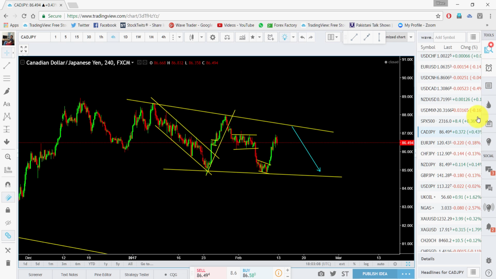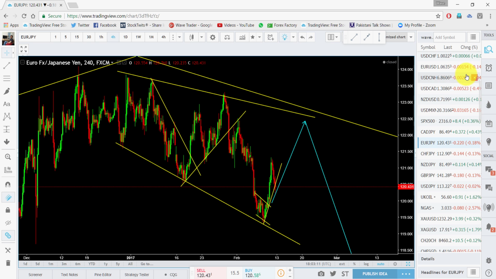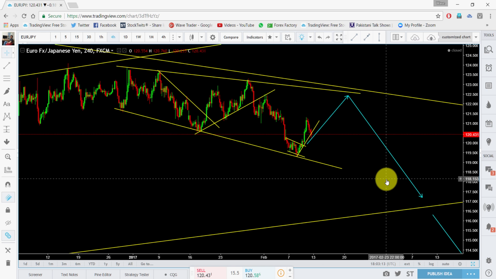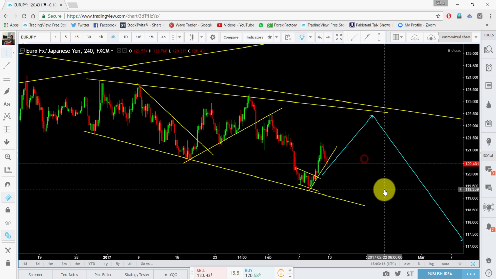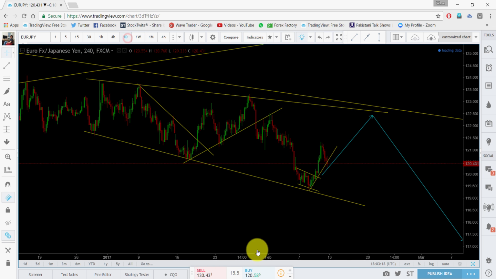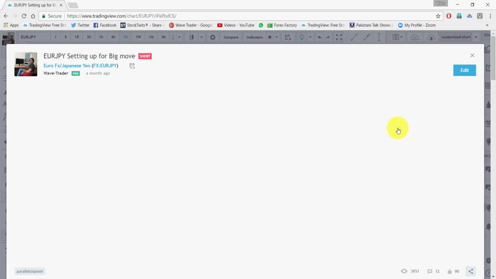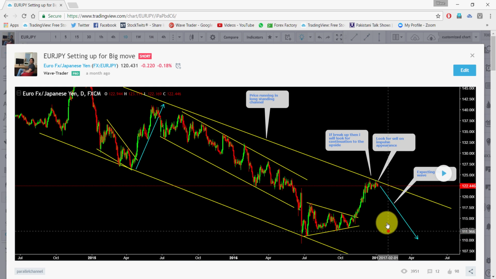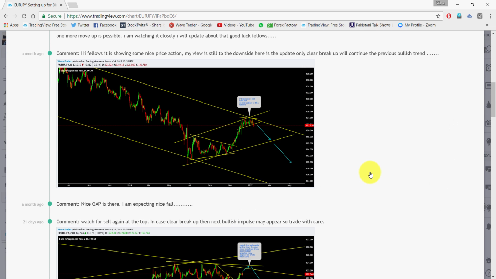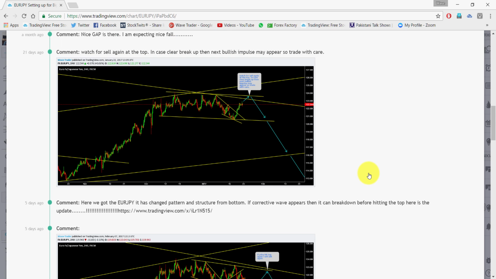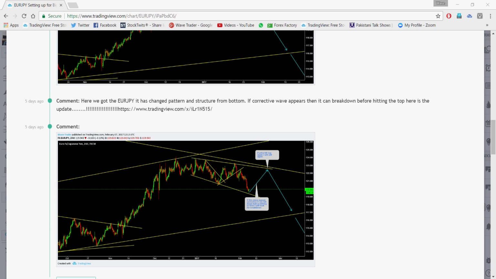Okay, so euro yen, we got the move, the upside move. Let me show you the structure first on this pair, because this pair is more interesting than the other yen pairs. So we got this move. We can see we were looking for sell here. We got this move, and the structure changed slightly from the bottom. We were looking for this move, yeah.